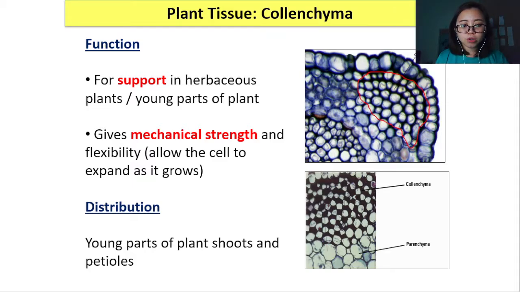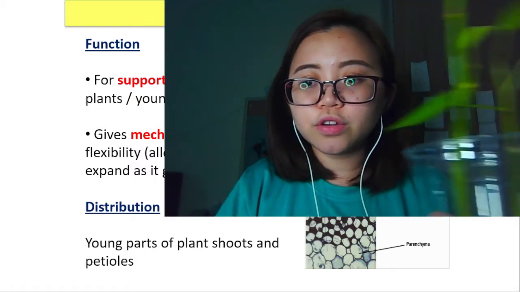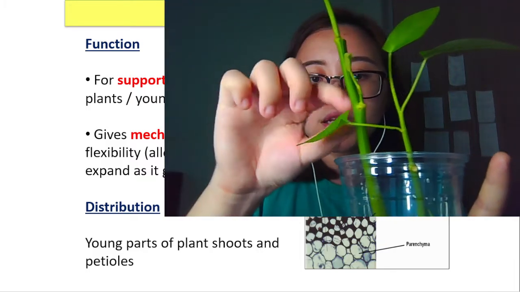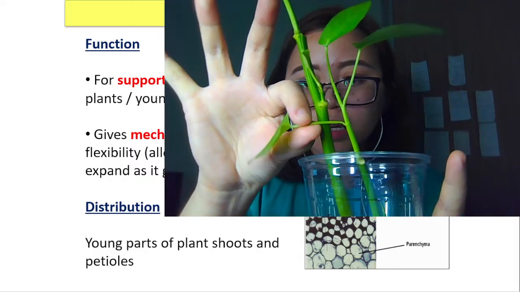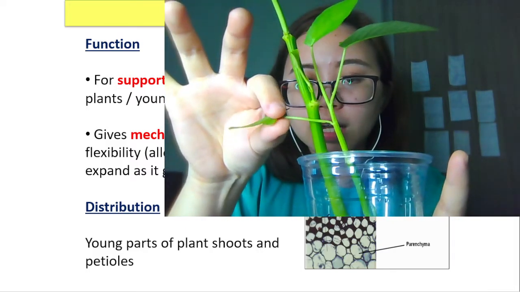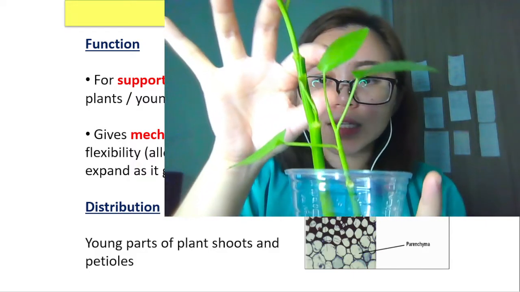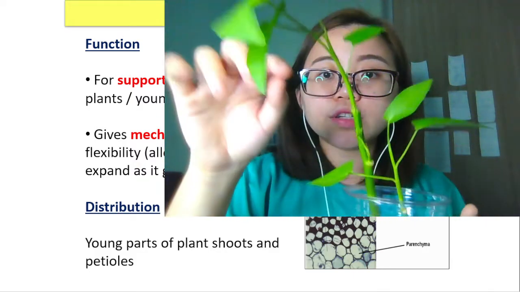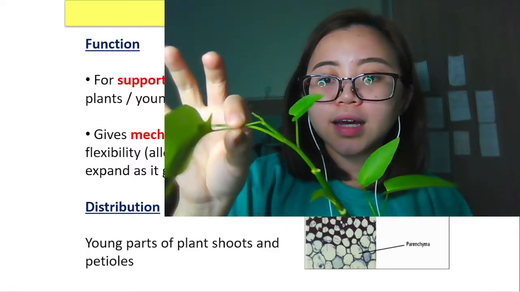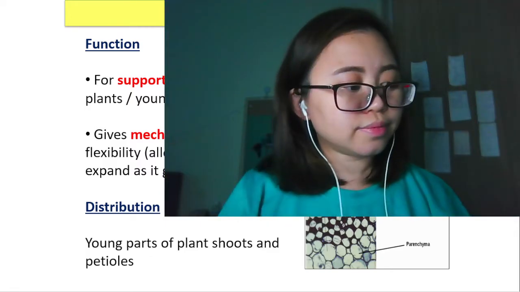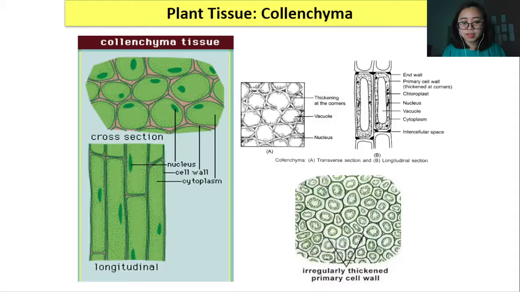Apa tuh petioles? Kejap. Okay, so if you're talking about petioles, what is petioles? It is this. Dahan kecil yang menghubungkan daun to whatever it is. Ini adalah petioles. Ini adalah petioles. Sekian. So that is where you will find the collenchyma tissues.